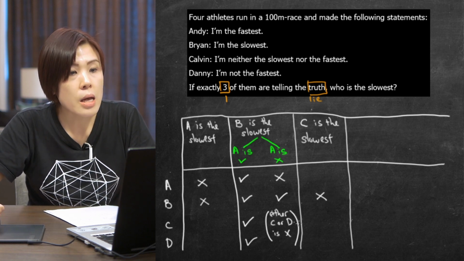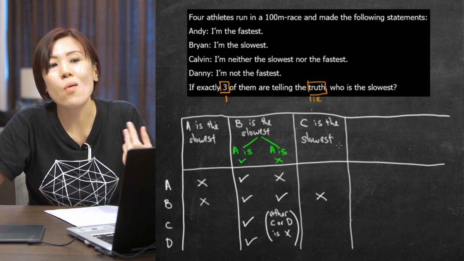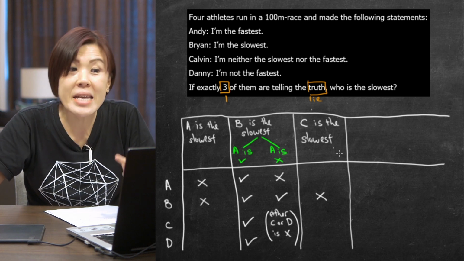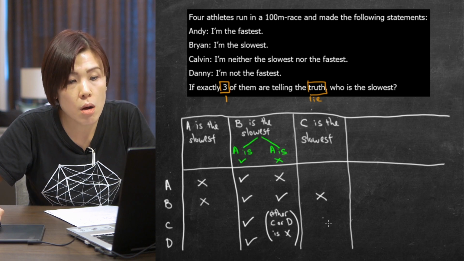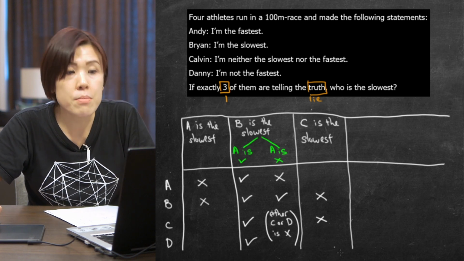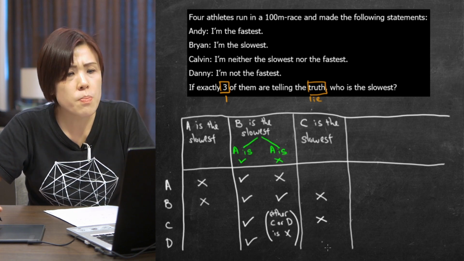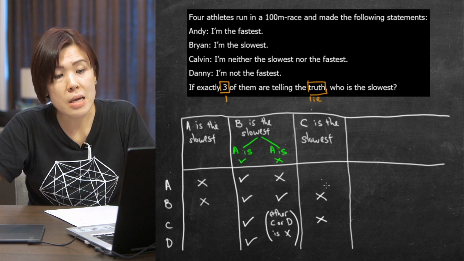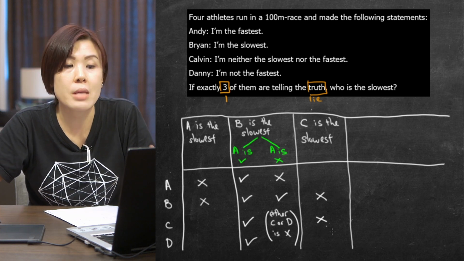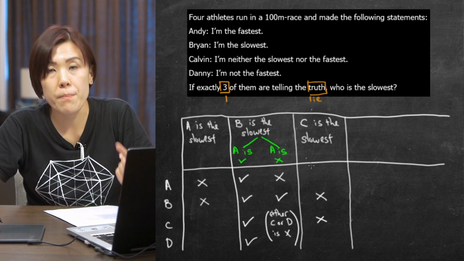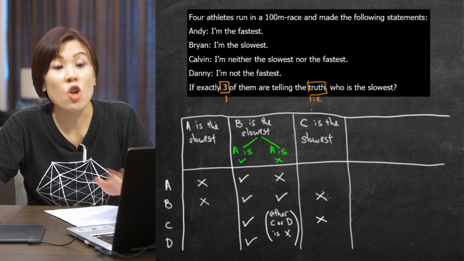And then Calvin says that I'm neither the slowest nor the fastest. But now our assumption is Calvin is the slowest, and he said that he is neither the slowest nor the fastest, which means Calvin is lying. So I put the cross here. And then Danny says that I'm not the fastest. It could be a lie, it could be true. We are not sure about this, but we do not need to study the other conversations, because now we have 2 crosses, which means there are 2 people telling lies. But in this puzzle, there's only 1 person telling a lie. So again, this assumption that C is the slowest is not valid.